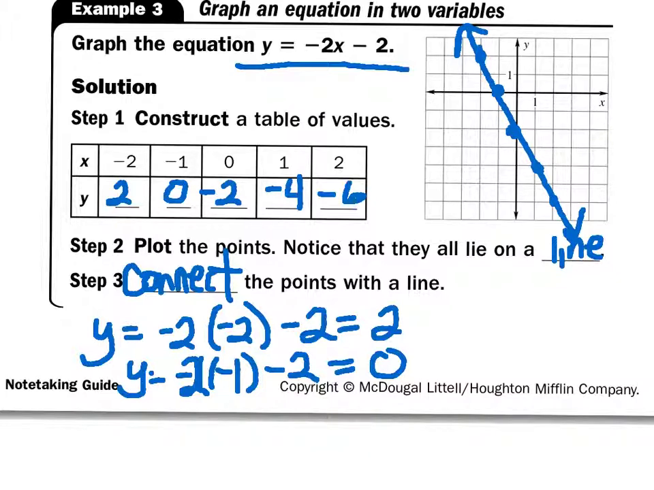So you don't even have to pick all 5 values for this since you know it's a line. I would definitely pick 3, because with 3 you could see if one of them's off. But really, if you were sure of yourself, you'd only need to plot 2 points to draw a line. But 3 is better.